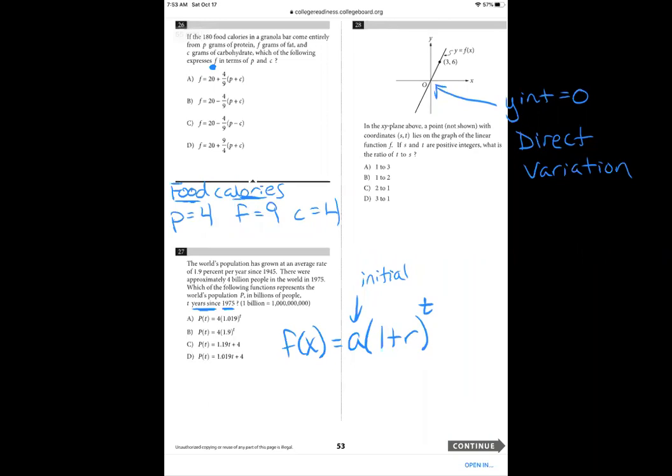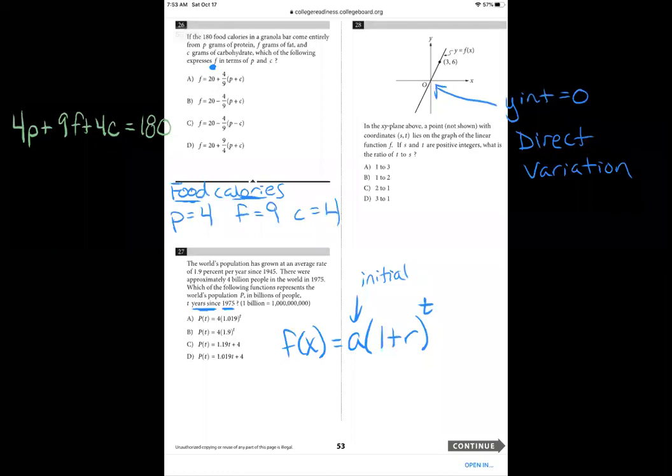All right, so your equation for 26 to connect the three variables would be 4p plus 9f plus 4c. So the food calories per gram for each of those variables. And we have a total of 180 food calories in our granola bar. So that allows us to create an equation, and then we just need to solve for F.